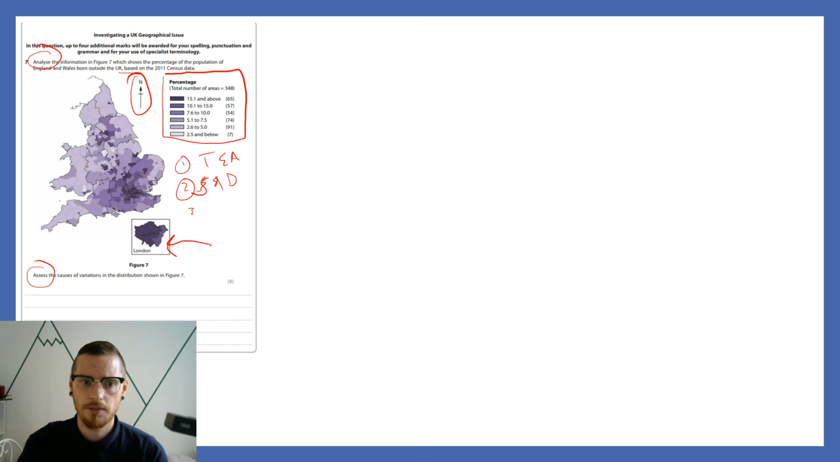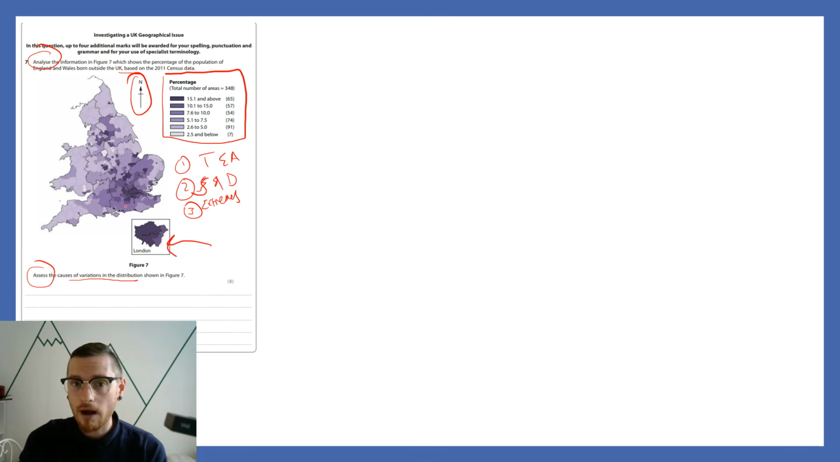2, look for similarities and differences. That's meant to be an S. And 3, look for extremes. Once you've done that, use that to plan your 3 points. And you're going to come down here, and we know that we're looking at the key geographical phrase, which is the variations in the distribution.